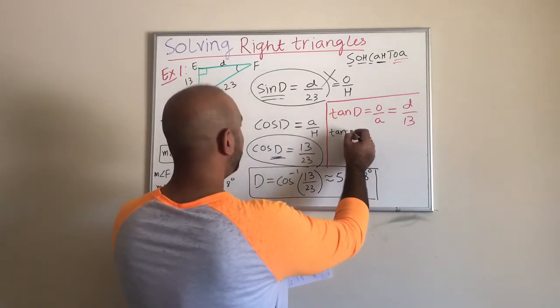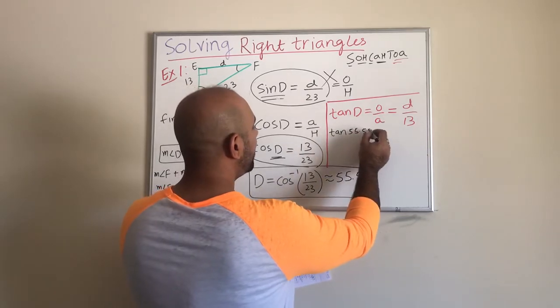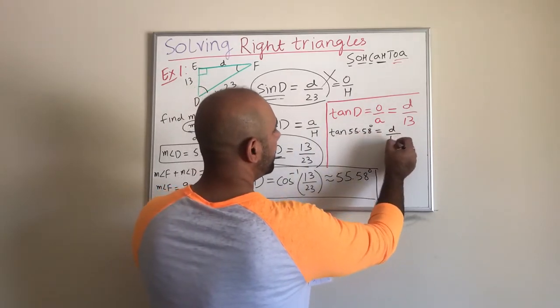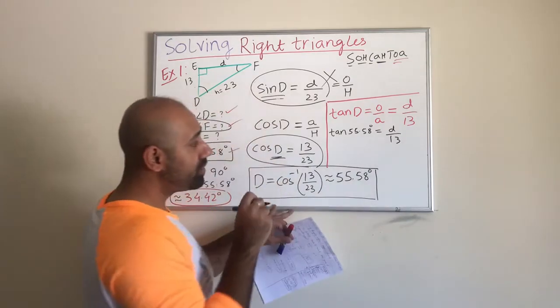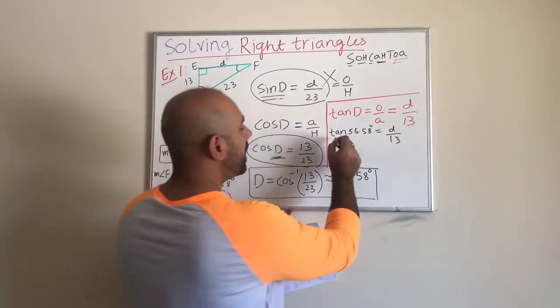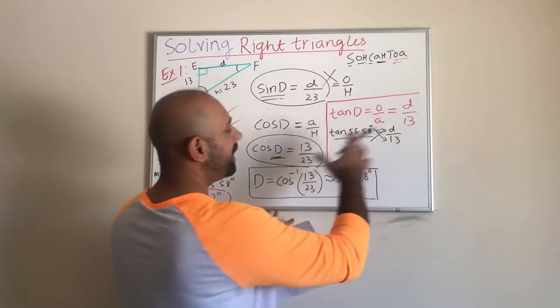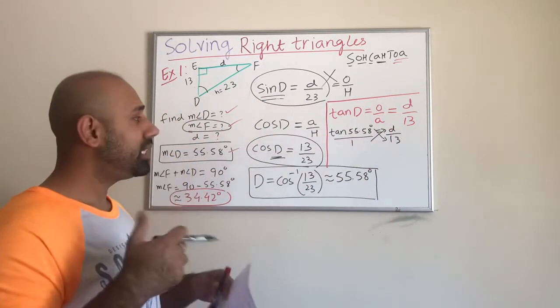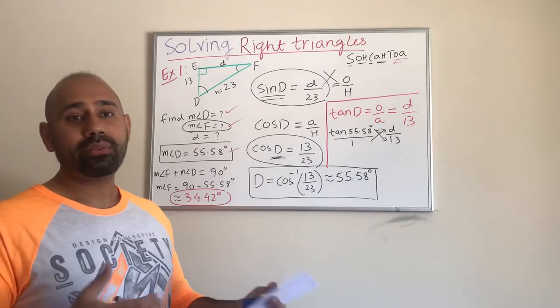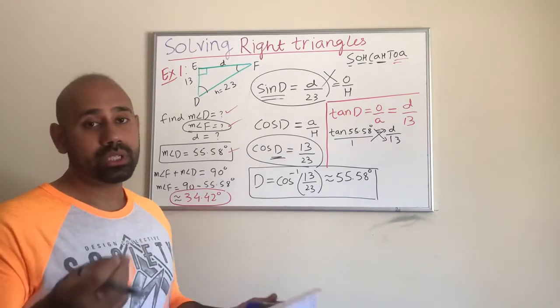Tan D is 55.58, and that is equal to D over 13. Keep in mind, our goal is to solve for D. So what we're going to do is, there's an invisible one here, we're going to cross multiply. Whenever we have two ratios equal to each other, one of the best ways of solving for any of the missing variables is to just cross multiply.